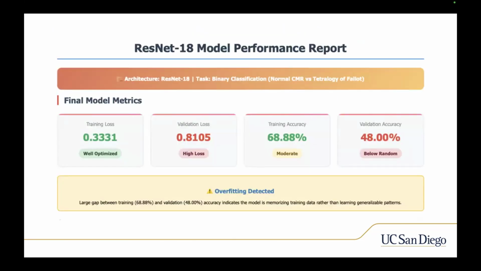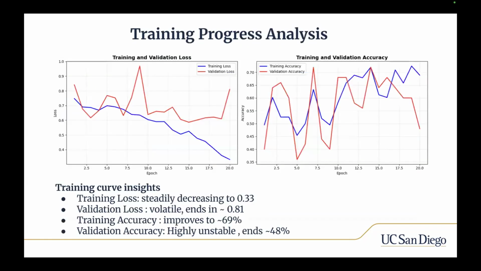Model performance, right? So as you can see, the performance wasn't great. Validation accuracy ended up being less than 50%, so below random. Training accuracy was much better. Again, as we mentioned, it seems like the model is just memorizing training data rather than learning generalizable parameters.